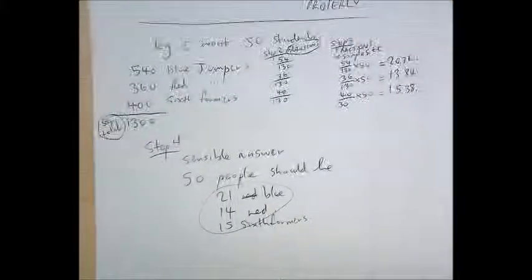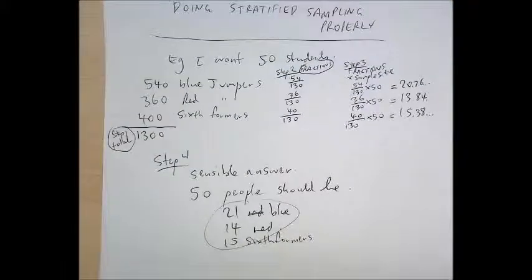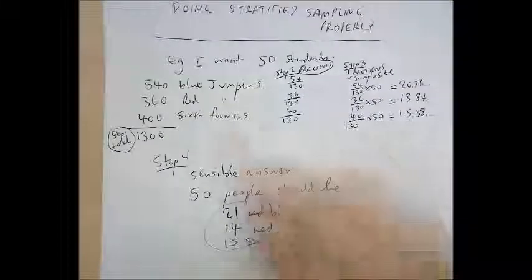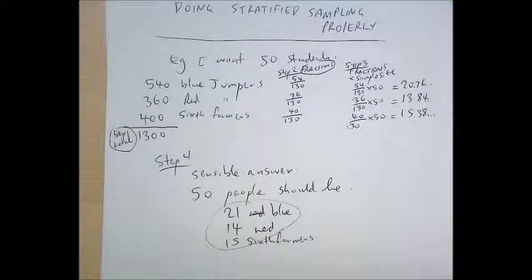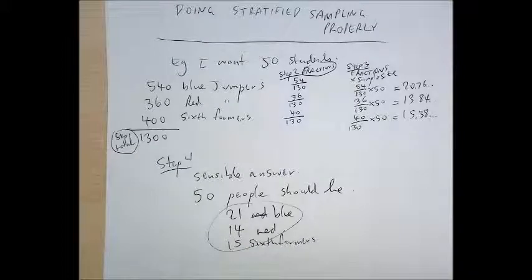That's how to do stratified sampling properly. So our heart's in the right place. We're going to get some blue, some red, and sixth formers. This is making sure that we do it proportional to how many there are within the school population. Does anyone want to ask any questions about that?